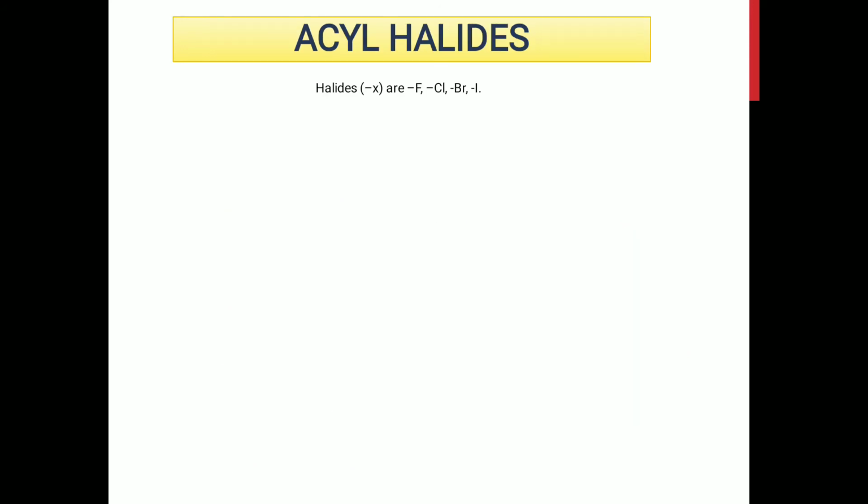Now moving to the second class, that is acyl halide. In acyl halides we have halides, that is X in RCOX, which can be fluoro, chloro, bromo or iodo.